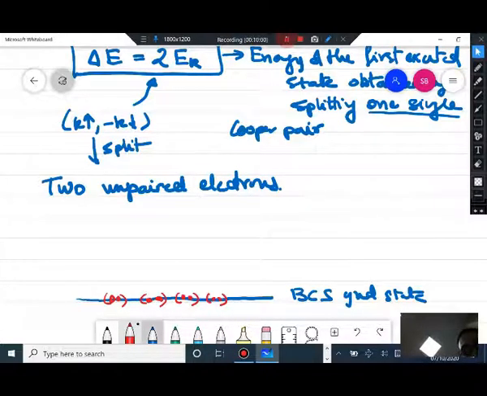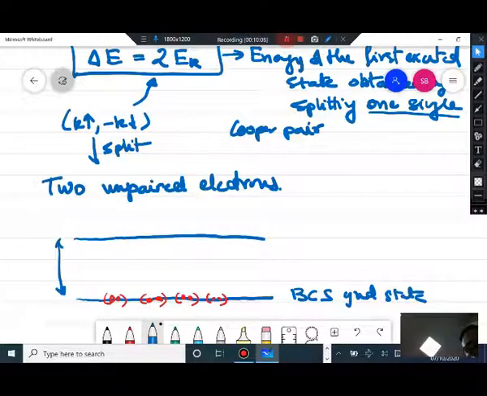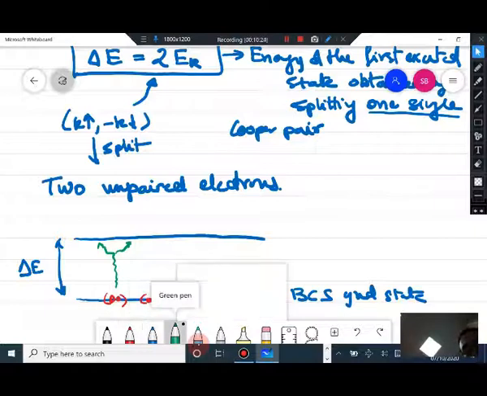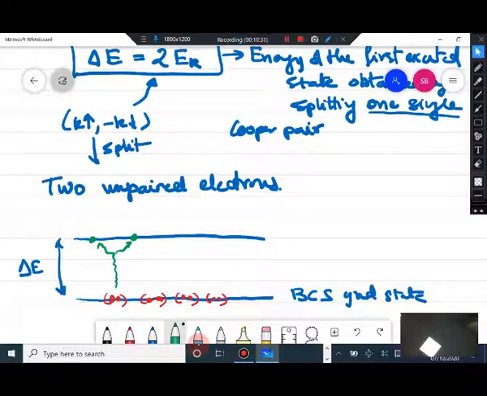And the first excited state is sitting at delta E, where this has been split into 2 separate electrons. So you take this and you split it into 2 separate electrons, and this is basically the excited state.